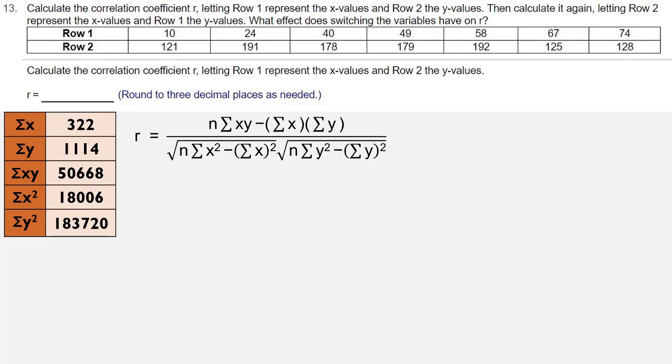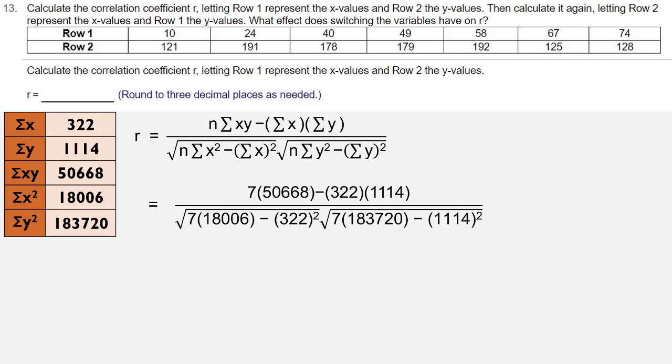Now we'll use the formula. R equals n times the sum of the x times y's minus the sum of the x's times the sum of the y's, over two different square roots. The first square root is n times the sum of the x squareds minus the sum of the x's squared, and the second square root is n times the sum of the y squareds minus the sum of the y's squared. The n is 7 because we had 7 data points, so we start inserting the values from our table along with the n value.